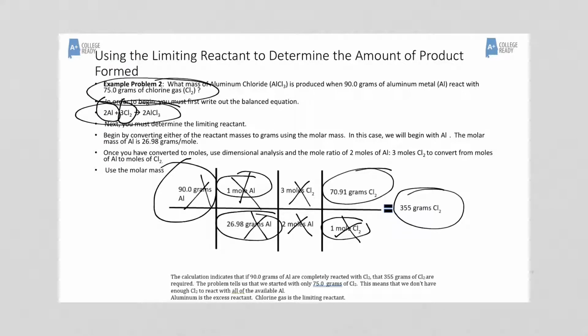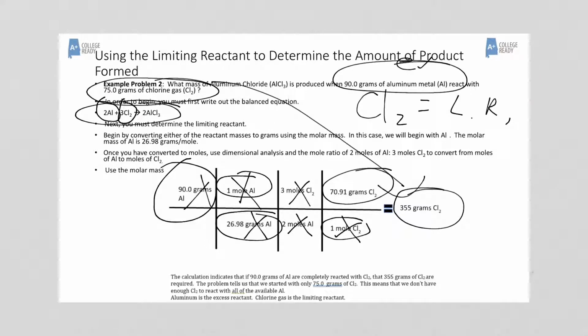I don't have as much as I need. That tells me that chlorine is the limiting reactant. When this reaction is over, there's going to be a lot of aluminum left over. Aluminum is in excess. So now I'm going to have to use my amount of chlorine, my 75 grams, and I'm going to use that to determine how much aluminum chloride will be made. Remember, the limiting reactant determines the amount of product formed.